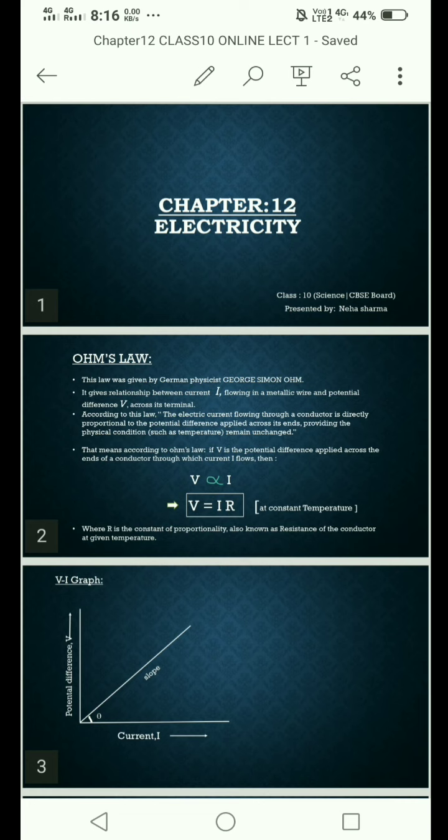So today we will start Ohm's law. Ohm's law is the relation in between voltage and current.